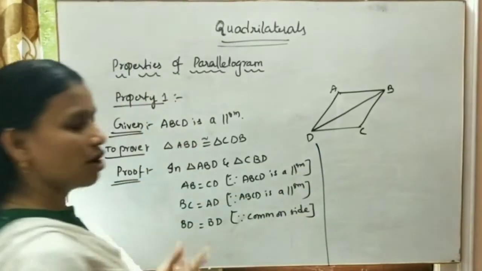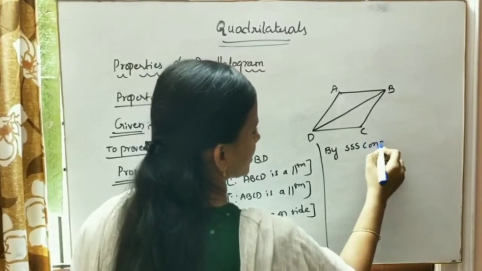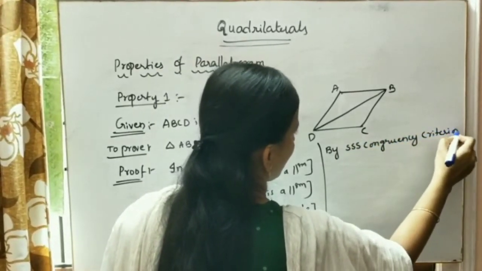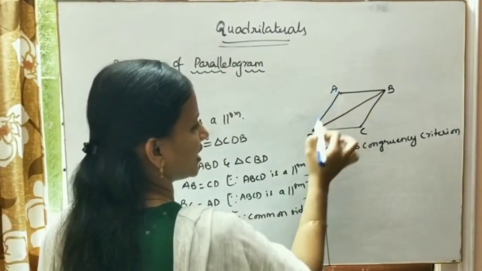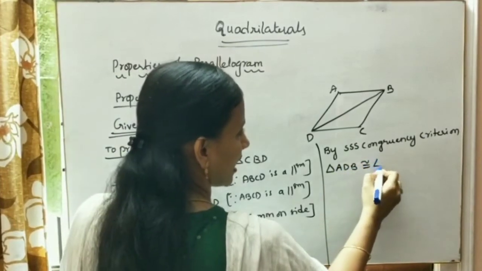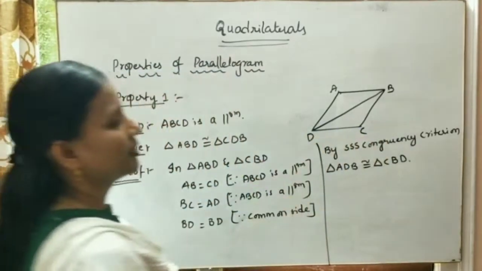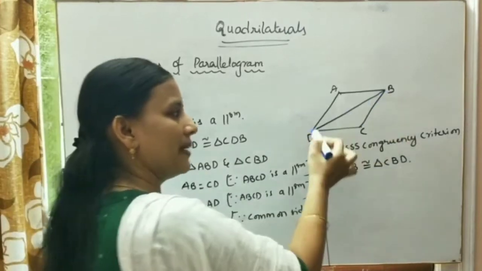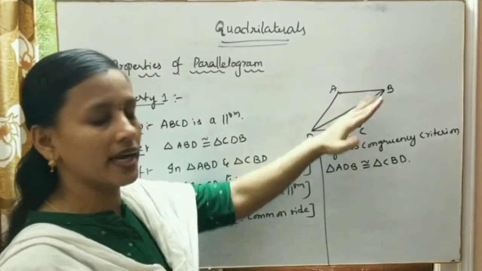So, by which congruency criterion? By SSS congruency criterion. Which two triangles are congruent? Triangle ADB is congruent to triangle CBD. So these two triangles are congruent triangles. So the diagonal BD bisects a parallelogram into two congruent triangles.